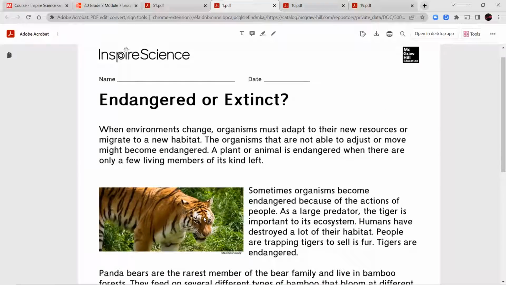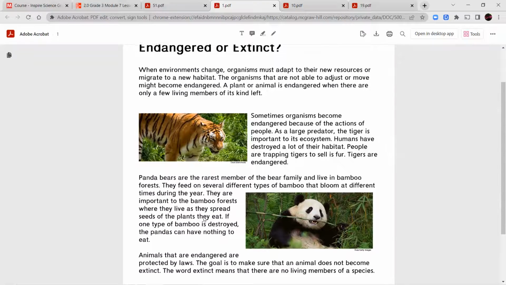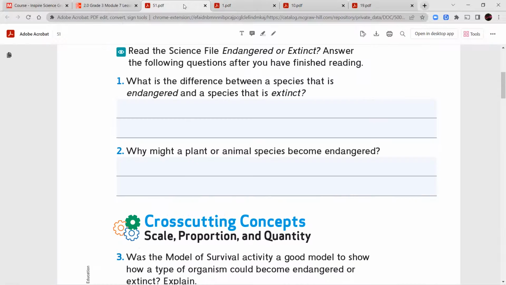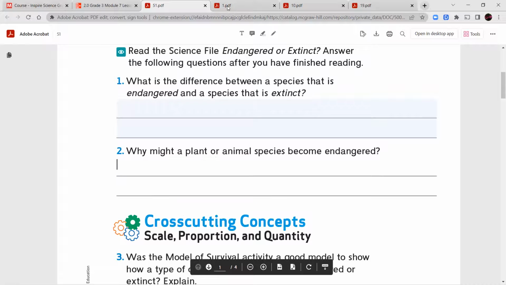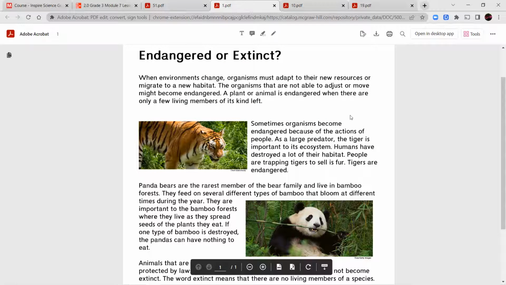So this we can see was a pretty short read, and it answers our questions on the previous page. What is the difference between a species that is endangered and one that is extinct? We read through that, and that's also in our vocabulary. And why might a plant or animal species become endangered? So we talked about that over here when we were talking about the tigers and the pandas.